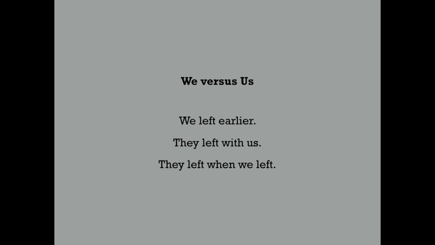With we versus us, remember we is the actor and us is the answer. We left earlier. We is doing the action of leaving, so it's the actor form. They left with us. You can't add an action to us. There is no action, so it's us and not we. It's the answer. They left when we left. And here's one more example of we doing something. Even though it comes at the end of the sentence, we is leaving, right? So because it's we left, we use the actor form we, not the answer form us.